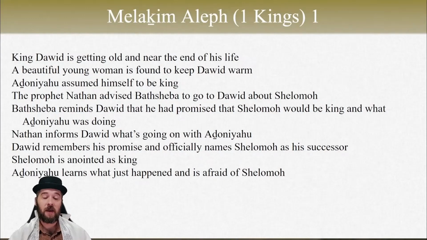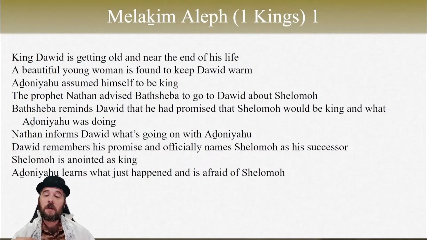He runs to the temple and grabs the horns of the altar and stays right there because he's so terrified about what could happen to him now that Shlomo is officially named the new king. And he refuses to come down from holding on to the horns of the altar, thinking that's going to save his life. So they tell King Shlomo about what's going on with Adoniyahu.